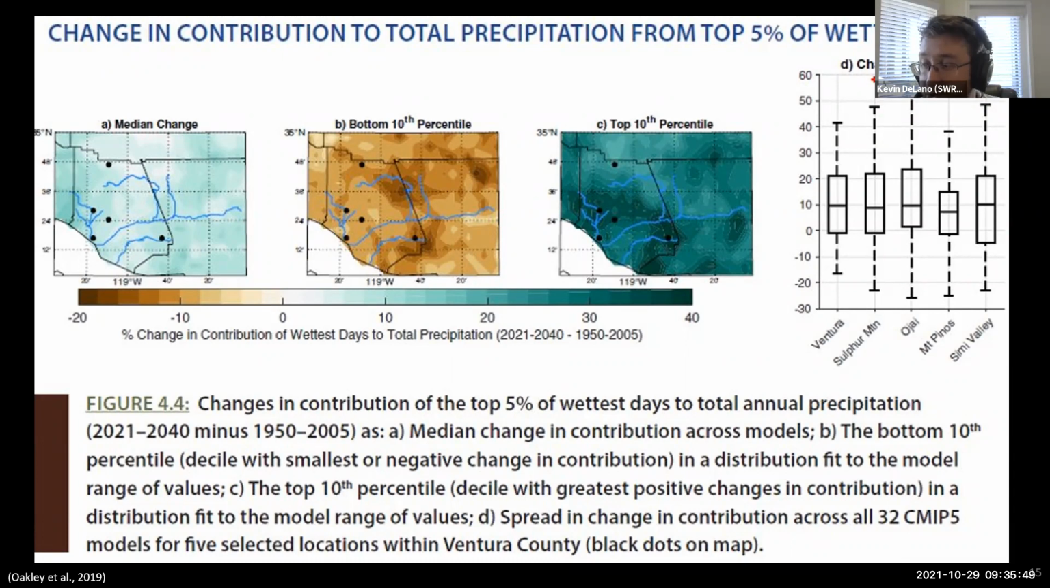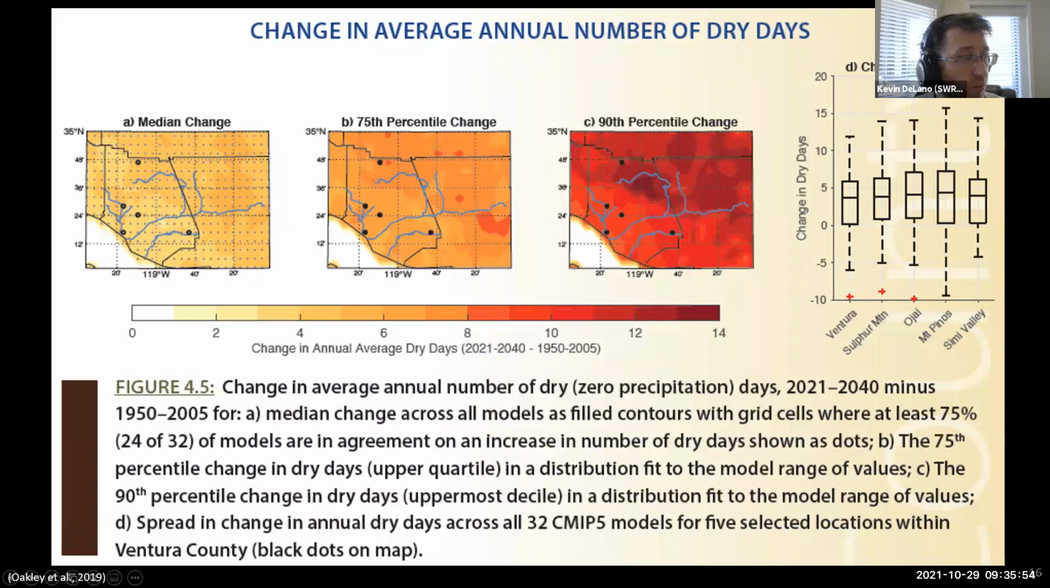So just to wrap up the story on precipitation, go to the next slide. What we see is an increase in the number of dry days each year. In the Ventura River watershed, the median change in the average annual number of dry days is somewhere around 2 to 6 or 7 more dry days per year. And the higher percentiles show even more dry days each year. This really brings home to me that the rain is going to be smashed into smaller days, and those storms will be more intense.